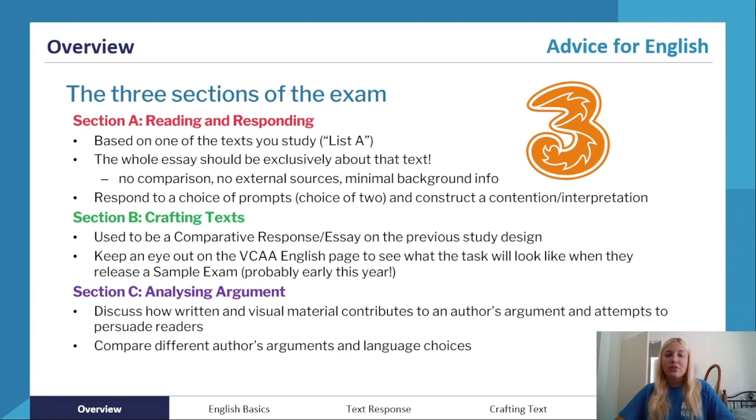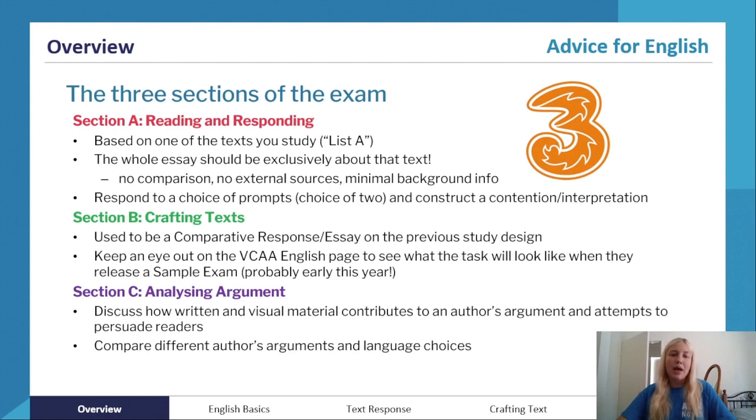So the three sections of your exam are also as follows. You will have a text response analytical essay for the first section. Based on one of the texts that you study, you will have to choose from two prompts, choose one of the prompts, and write an analytical essay in response to that prompt. And I really want to stress here that it has to be in response to the prompt and not something that you want to just write about.